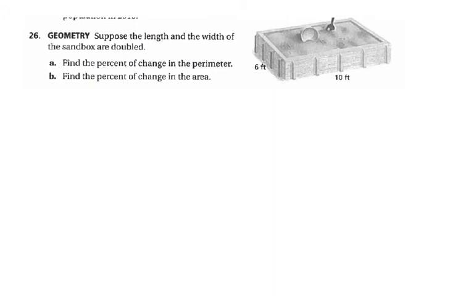Finally, we'll look at this last one. Suppose the length and width of a sandbox are doubled. Okay, so here's our length. If I'm going to double that, that's going to be 20 feet, right? 6, there's my width, doubled is going to be 12 feet. Find the percentage of change in the perimeter.